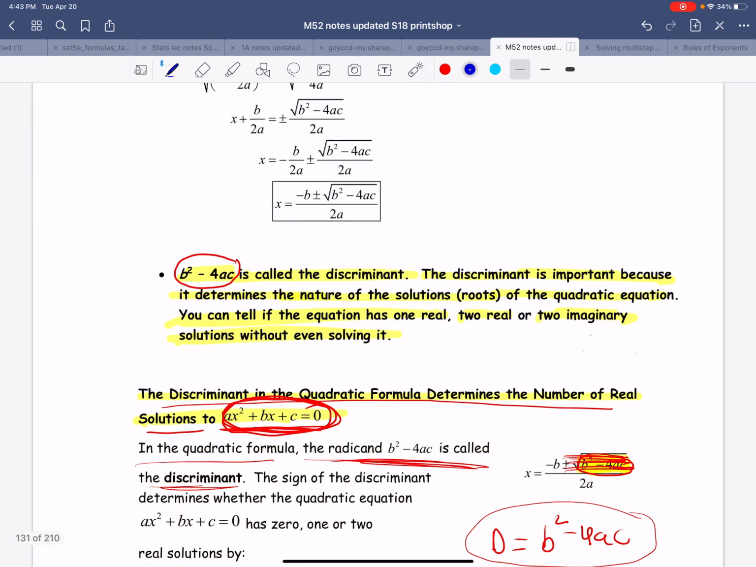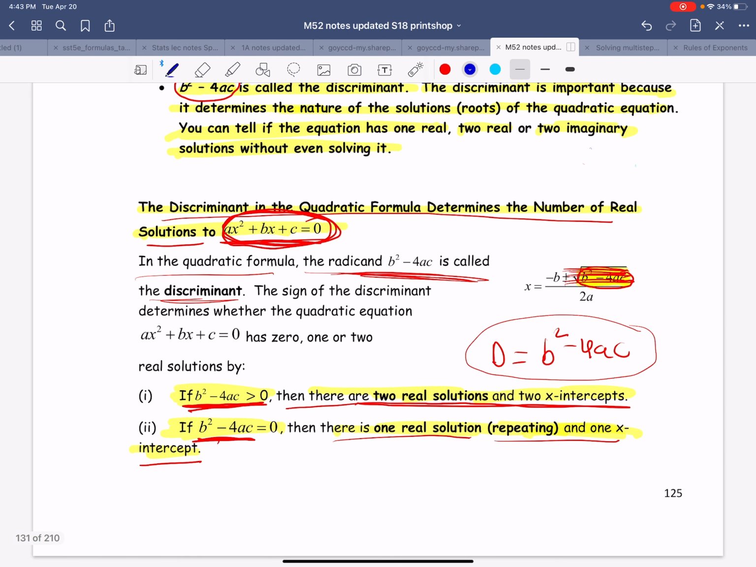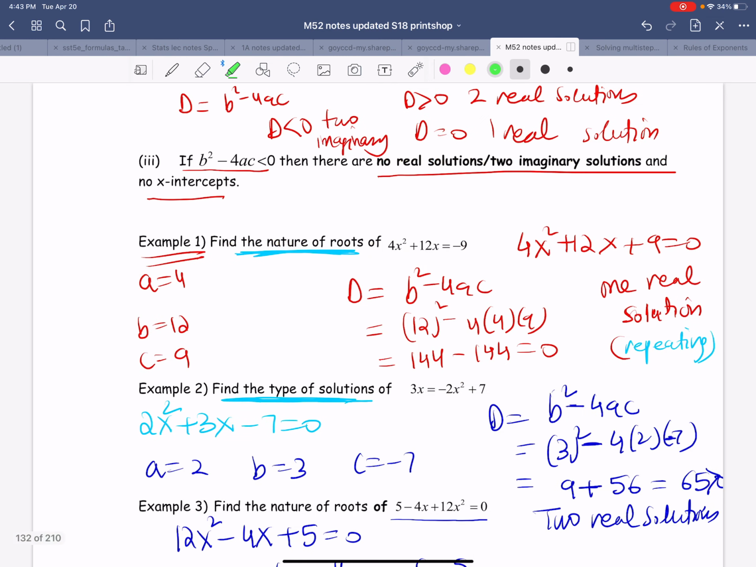Again, to summarize, the discriminant of the quadratic equation ax squared plus bx plus c equal to 0 is D equals b squared minus 4ac. And if this expression b squared minus 4ac is greater than 0, then I'm expecting two real solutions. If this expression is equal to 0, then one real solution. And if this expression is less than 0, then we have no real solution or two imaginary solutions.